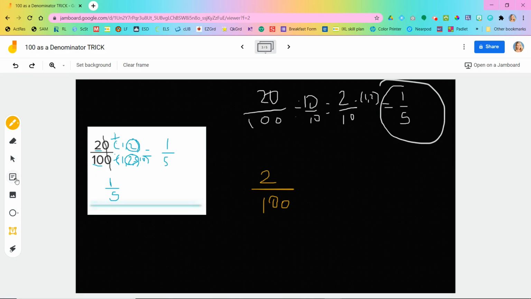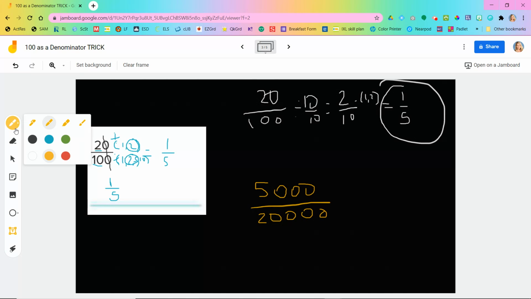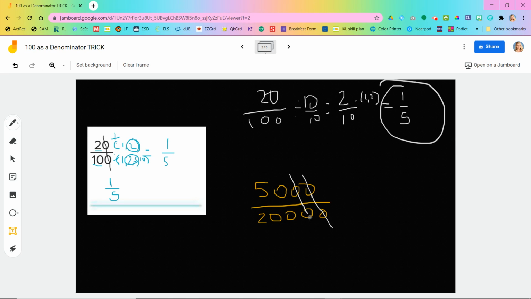Now, another trick with this is it really doesn't matter how many zeros you have. Let's say that I have 5,000 over 20,000. As long as my zeros, and this is why I like to mark them out this way, like I mark out that, because I have a 0 on top and a 0 on bottom. 0 on top, 0 on bottom, 0 on top, 0 on bottom. Now, here's the thing, though. I can't mark out this 0 because there's not one left to mark out on the top. I can only mark out 3 and 3 because of that golden rule.